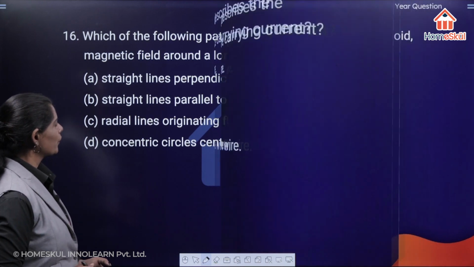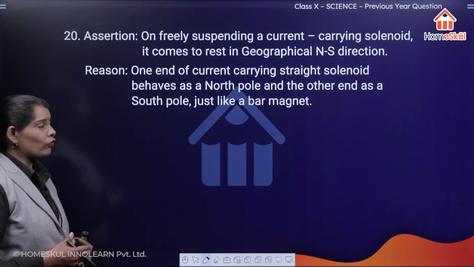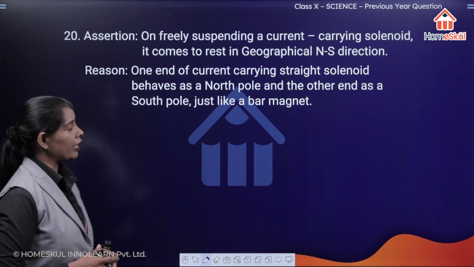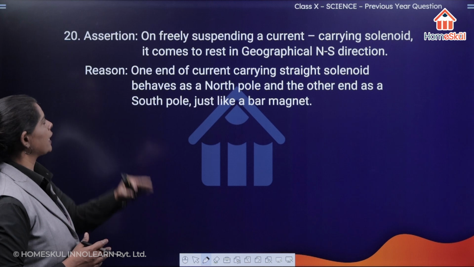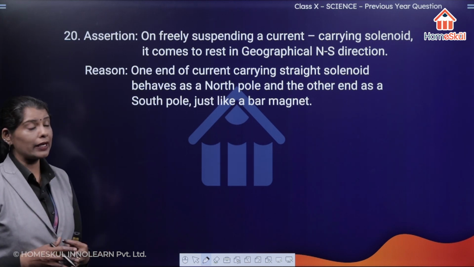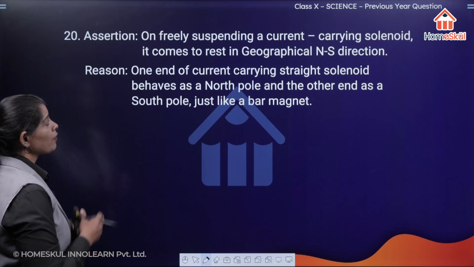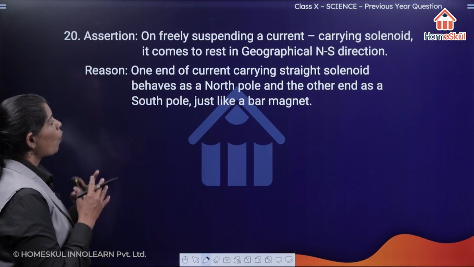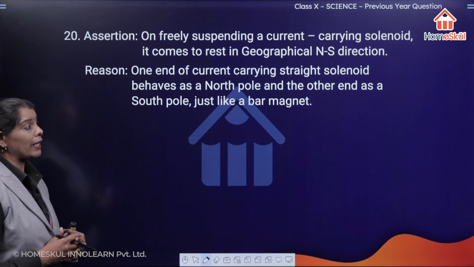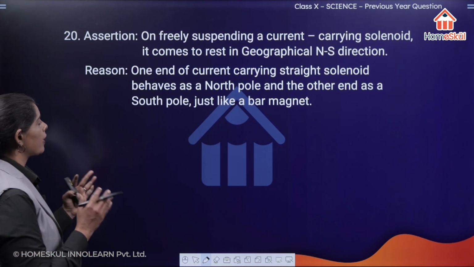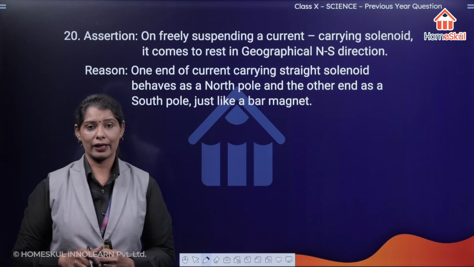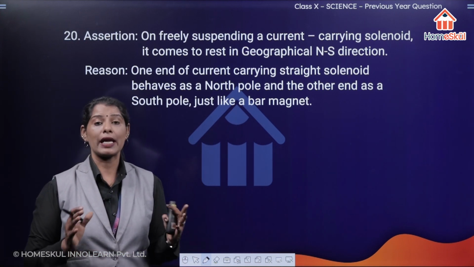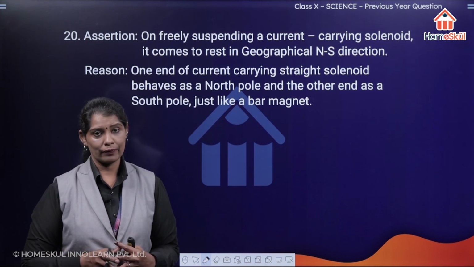Coming to the next questions. We have again 1 mark questions, the assertion reasoning questions, wherein 2 statements are given and we have to find out the correct option. The assertion says, on freely suspending a current carrying solenoid, it comes to rest in geographical north-south direction. The reason given is, one end of the current carrying straight solenoid behaves as a north pole and the other end as a south pole, just like a magnet. We know that a current carrying solenoid behaves like a bar magnet itself, isn't it?